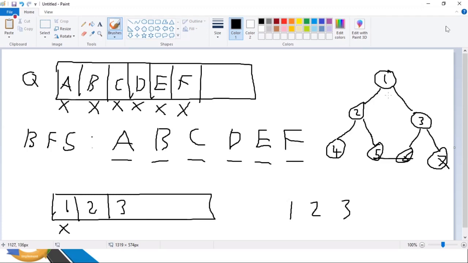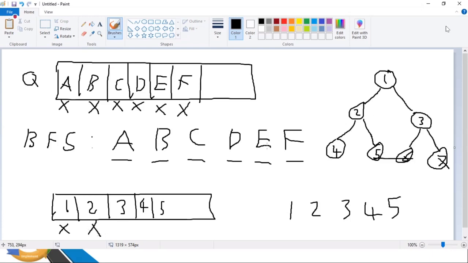So no more neighbors out. So where should I go? 2. Be careful. You selected 2. So you have now to take 2. Is there neighbors? Yes. 4, 5. So you will say that is 4, that is 5. And again, it will be added here in the queue, 4 and 5. Any more neighbors? No, there is no. So 2 will be out.